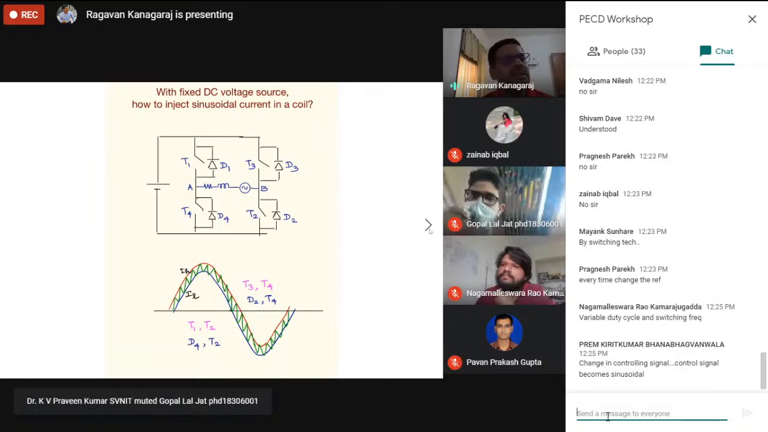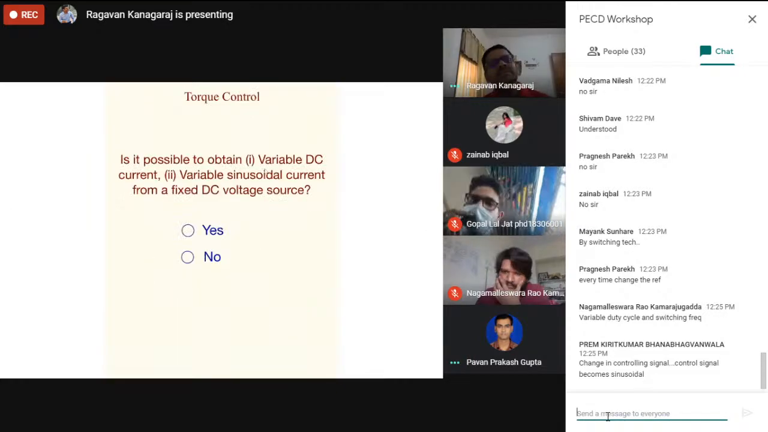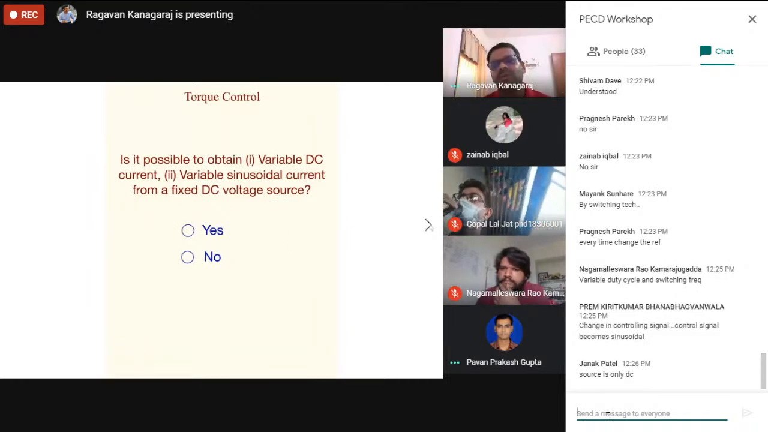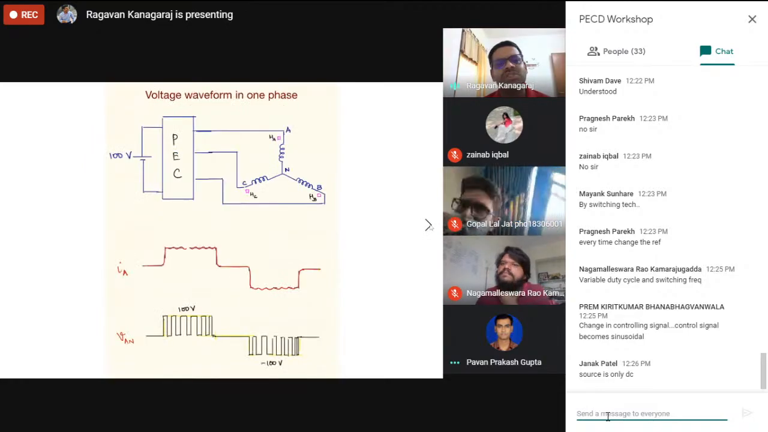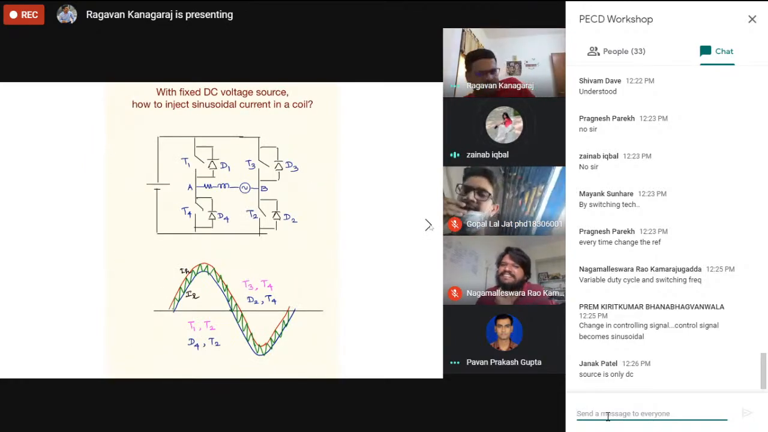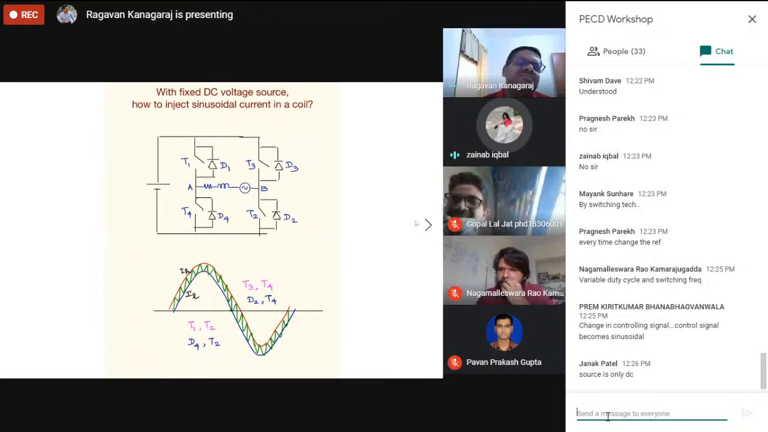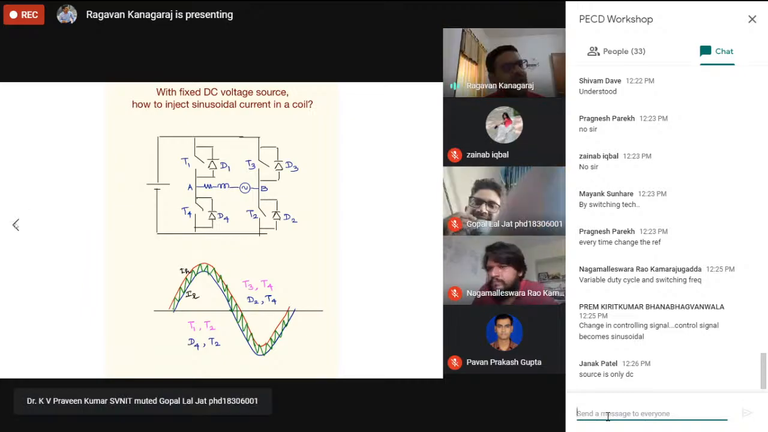That is why I started long back: is it possible to obtain variable sinusoidal current starting from a battery? All of you had agreed that it is yes. Now you don't change that source to AC. Back EMF is always alternating, even in a DC motor.